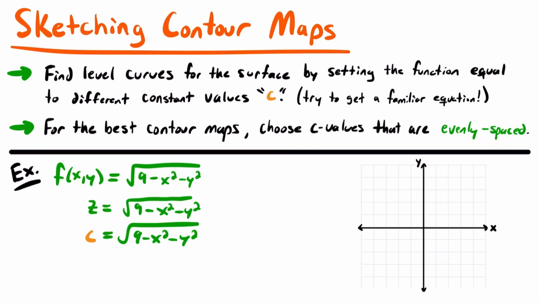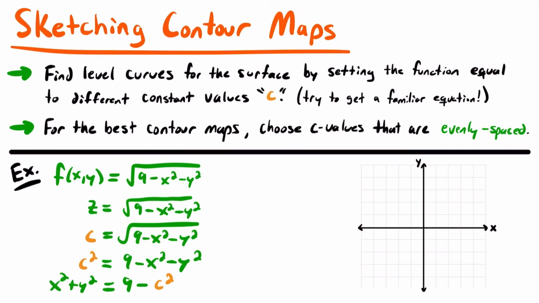If you square both sides of the equation, you'll have c squared is equal to 9 minus x squared minus y squared. Squaring both sides gets rid of this square root, and then you just have c squared on this side. Then I'm going to add x squared and y squared over to this side of the equation and subtract c squared from this side. And what you'll be left with is this: x squared plus y squared equals 9 minus c squared.